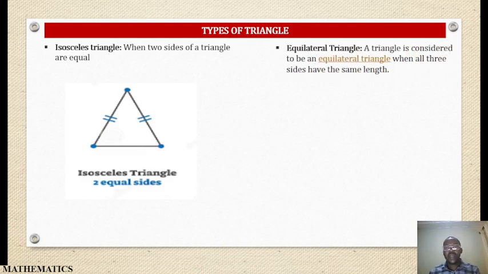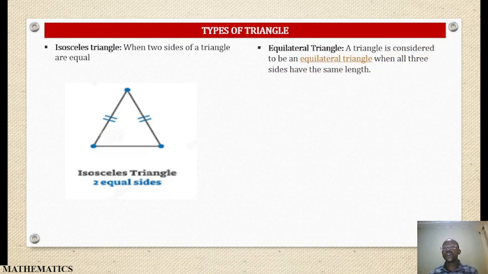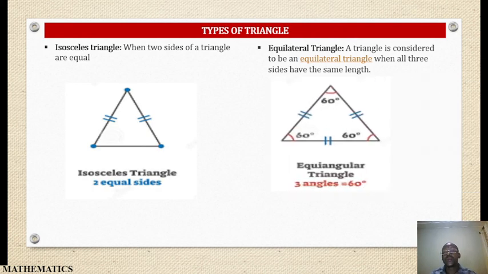And let us take another type of triangle which we call equilateral triangle. This particular triangle is considered to be equilateral because all the three sides have the same length and all the three angles also are the same. So you can see the marks that they put on all the sides is showing that the three sides are equal, and you can see the angles 60, 60, 60. It means they are also the same.